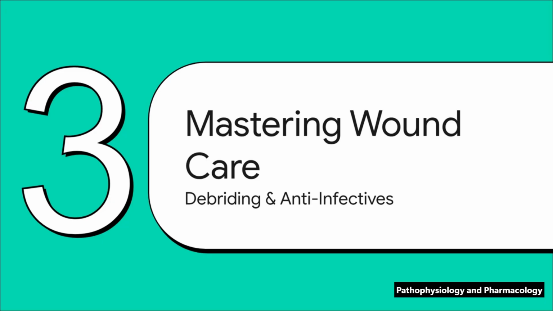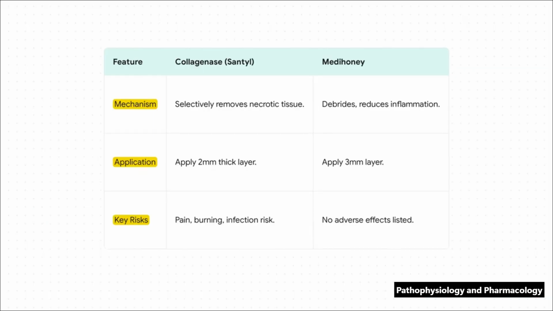Okay, now we're moving into what can be the most complex part of our toolkit. We're talking about the agents used for advanced wound care. So when you're managing a wound, a big part of the job is debridement. That means removing the dead or necrotic tissue. Here you've got 2 very different choices. On one side, there's collagenase, an enzyme that literally eats away at that dead tissue. On the other, you have Medihoney, which works through a natural mechanism. Pay close attention to the differences in how you apply them, and most importantly, their risk profiles.